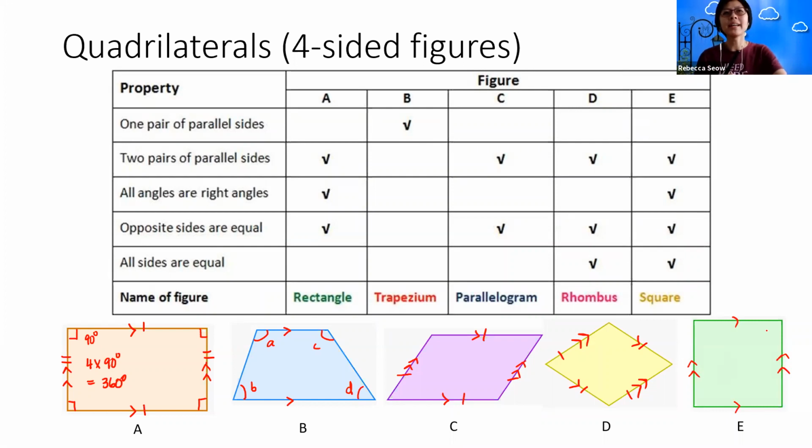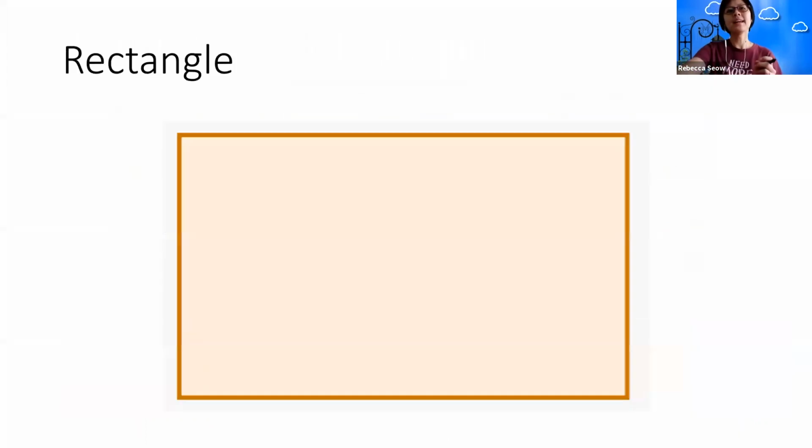We have all angles being right angles. Opposite sides are equal. And all sides are equal. So that's the property of a square. Now, in the next few slides, we are going to take a look at individual shapes, and we are going to look at the minute details of some properties that we can find in these shapes.